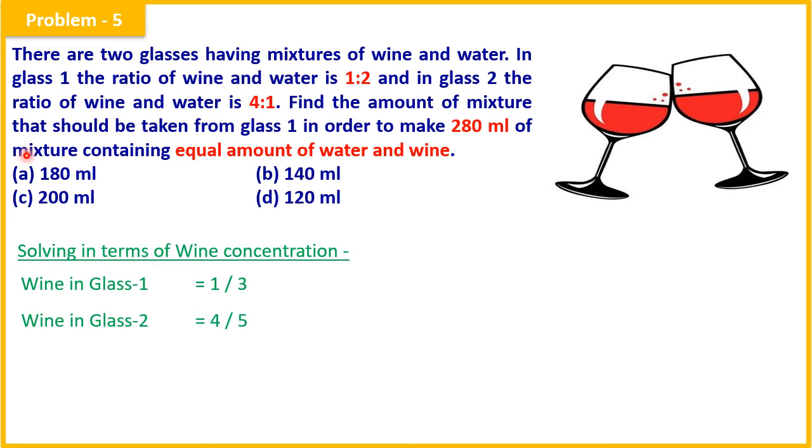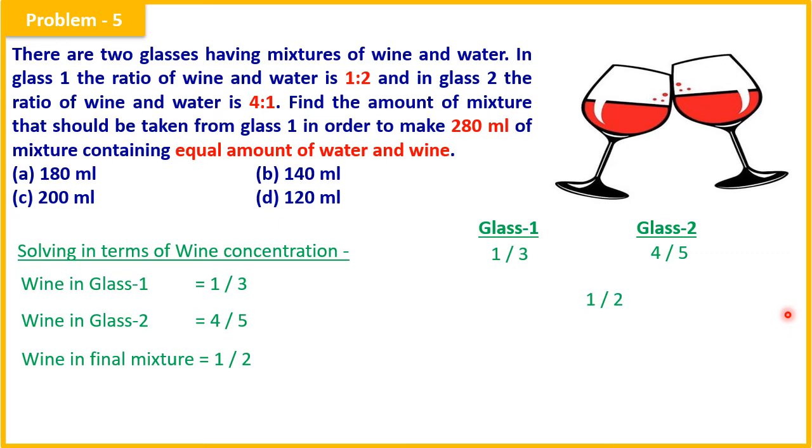And in the resulting mixture, we want equal amount of wine and water. So in the mixture, the concentration of wine is 1 out of 2. Now we can write it like this. Glass 1, wine concentration 1/3. Glass 2, wine concentration 4/5. And in mixture, wine concentration as 1/2, like this.